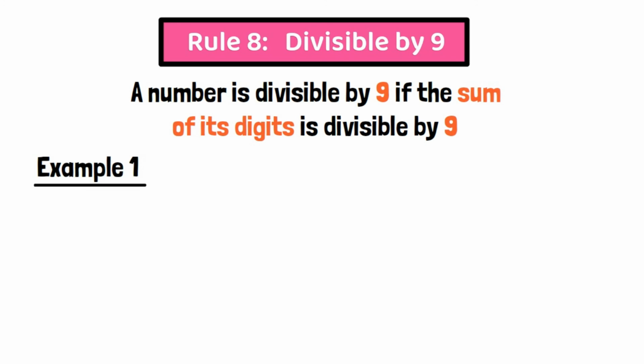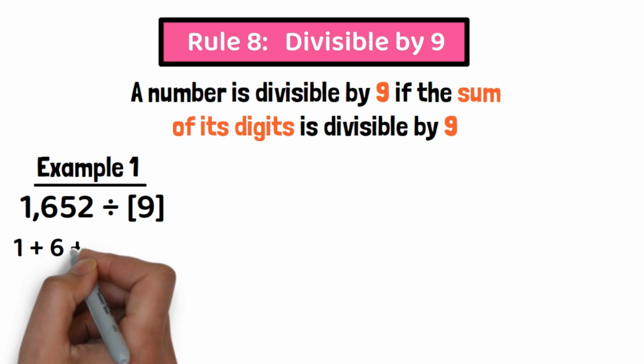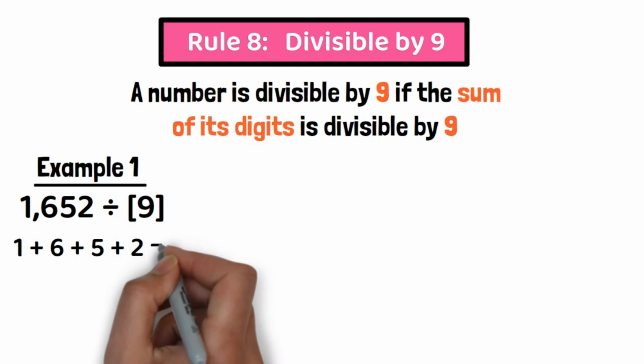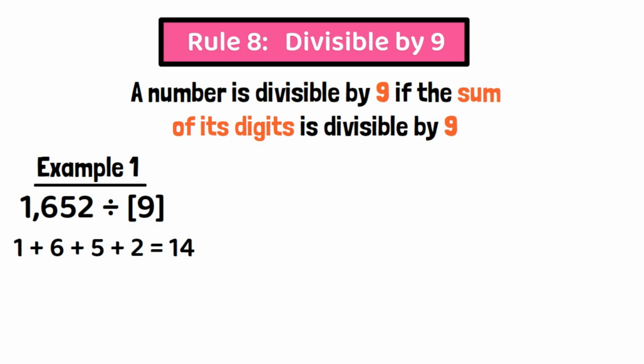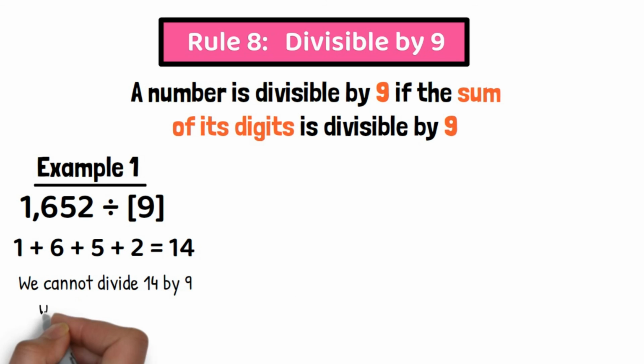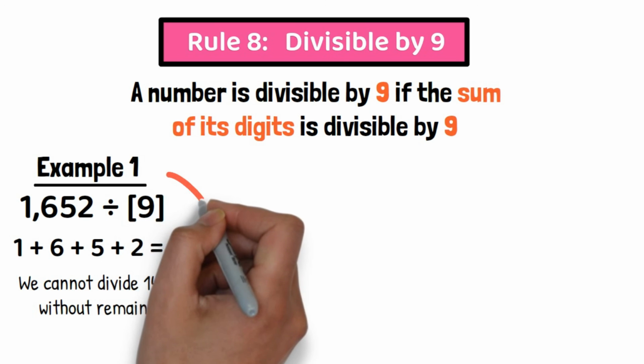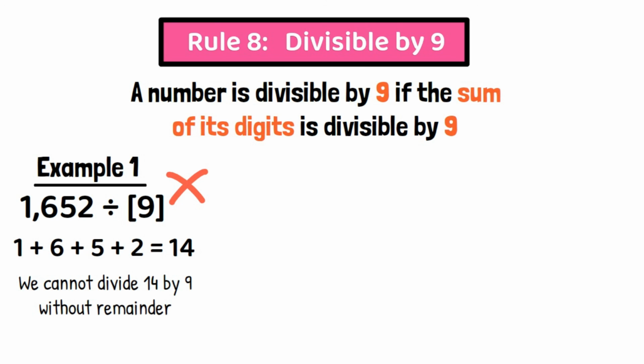Let's check if 1,652 is divisible by 9. We add up the digits. So we have 1 plus 6 plus 5 plus 2 equals 14. We cannot divide 14 by 9 without a remainder. So 1,652 is not divisible by 9.